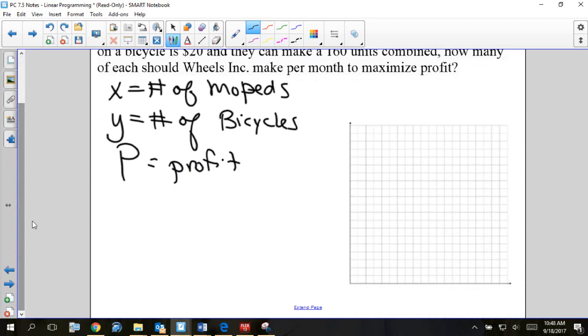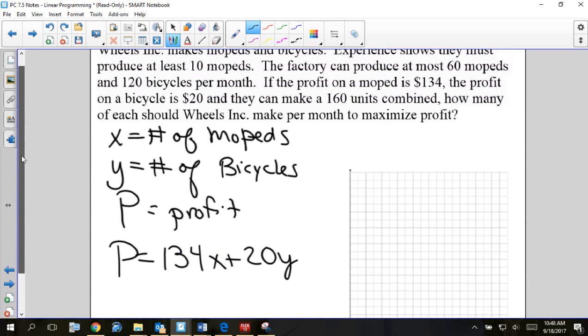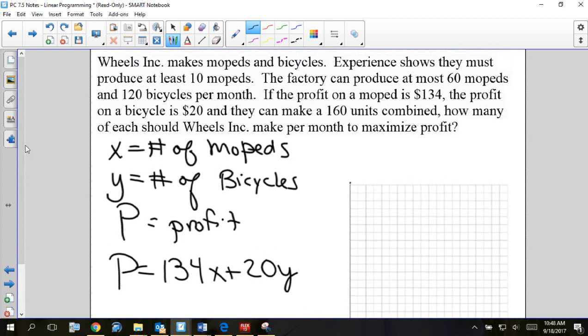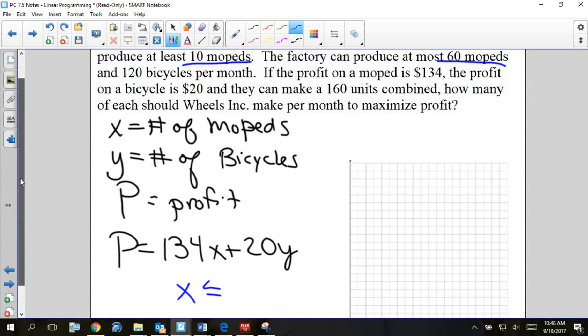Profit is $134 per moped and $20 per bike. All right, for this last one, they have some information where it says things like experience shows that they have to produce at least 10 mopeds. That means that's the minimum mopeds. Where I'm talking about x is greater than or equal to 0, it's actually x has to be greater than or equal to 10. Also, they can produce at most 60 mopeds. So the minimum and the maximum mopeds here, when I go to do my constraints, X is going to be between 10 and 60.